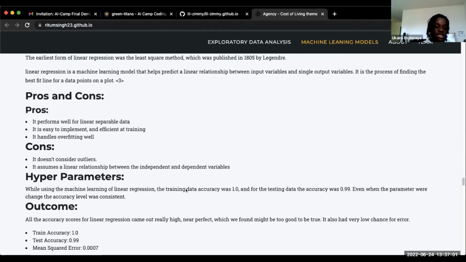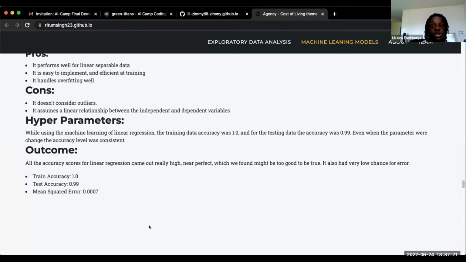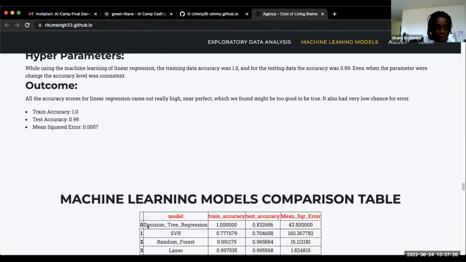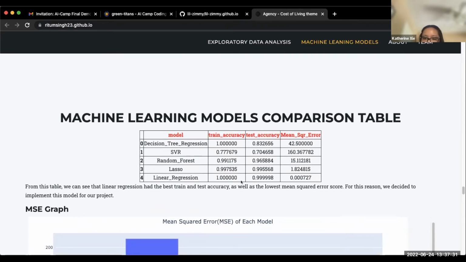While testing out the parameters of linear regression, no matter what I changed or tampered with, the accuracy levels came out the same. Our outcomes were: train accuracy was 1.0, test accuracy was 0.99, and mean squared error 0.0007. So it was our best. Down below, we created a comparison table to easily see all the models, their accuracy scores, and mean squared error, so we can decide which model to use.